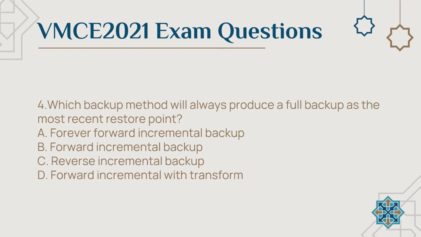4. Which backup method will always produce a full backup as the most recent restore point? A. Forever Forward Incremental Backup. B. Forward Incremental Backup. C. Reverse Incremental Backup. D. Forward Incremental with Transform.